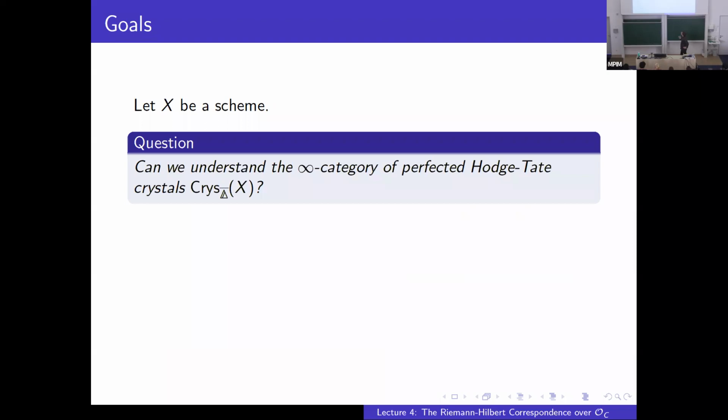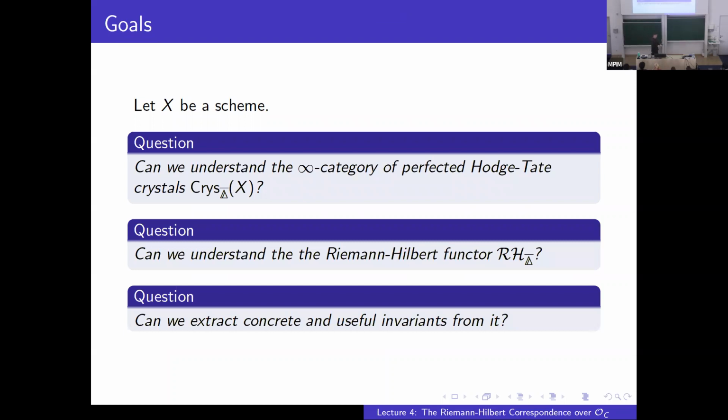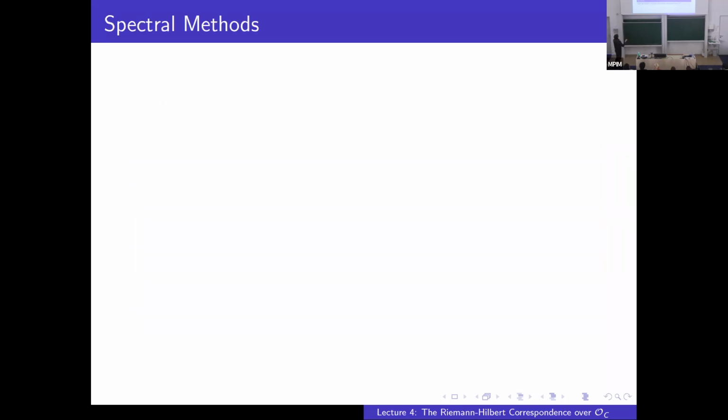So X is a scheme. First, we could ask, can we understand this category that I'm denoting by Crys X? What does it look like? And if you can have a sense of what the category looks like, can you understand what this functor is doing? And can you get anything useful out of this in the end? Useful invariants of étale sheaves, for example. Okay, so I first want to try to tackle the first question using what you might call spectral methods.